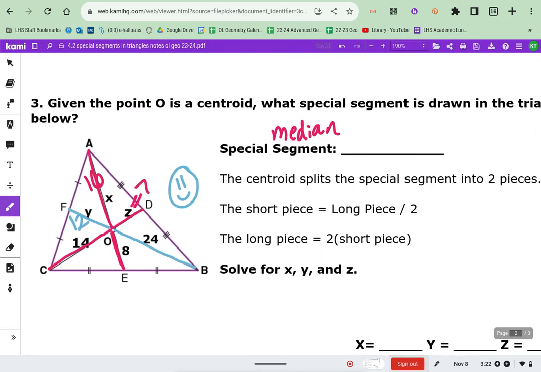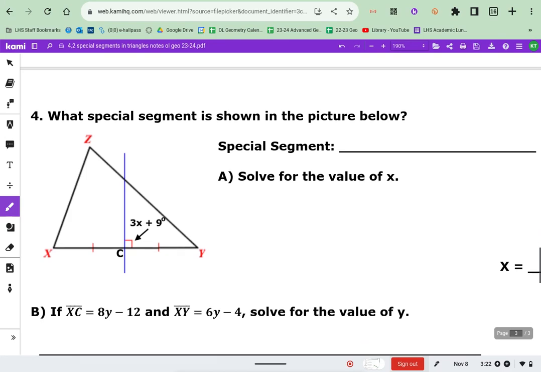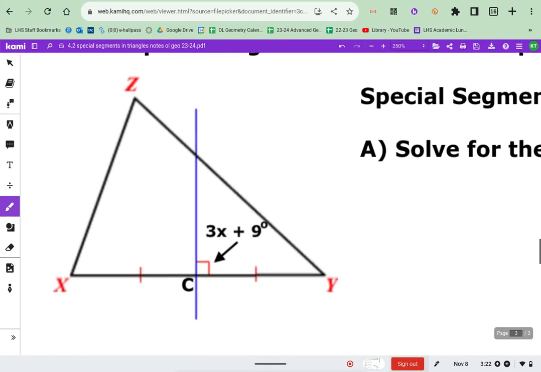Okay, lock in. All right. Next one. We've got to decide first what special segment is in the picture. So don't say anything, but look on the front of your notes. Which special segment is perpendicular and goes through a midpoint? Don't say it out loud.